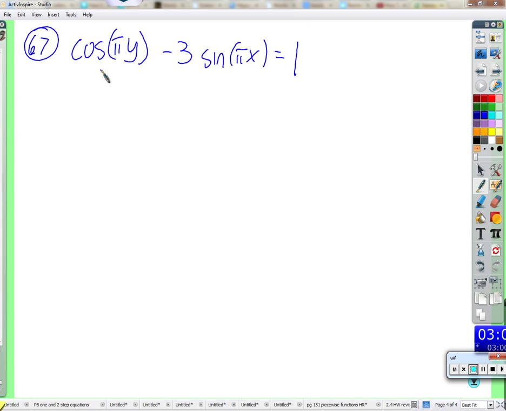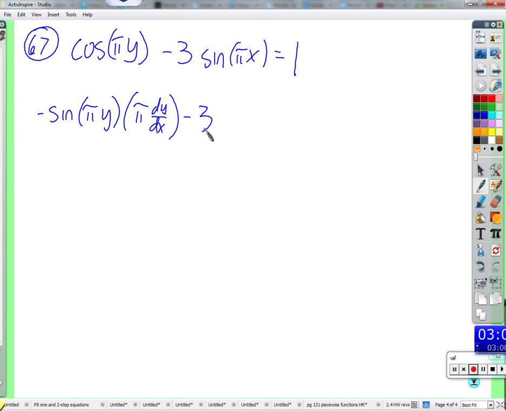Right? Because that's the derivative of y with respect to x. So what's the derivative of the cosine? That'd be the outside function. Negative sine of pi y, just like always. And times the derivative of the inside function, the derivative of pi y. Pi times dy dx. Yeah, the derivative of pi y would just be, well, pi is just a constant multiple. Constant multiple rule says pi times dy dx is the derivative. Okay. Minus 3 times the derivative of sine, cosine of pi x, times the derivative of the inside function, the derivative of pi x, which is just pi. So I'll just throw a pi out there, times a pi, equals 0.